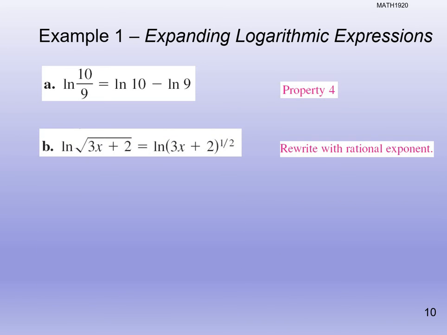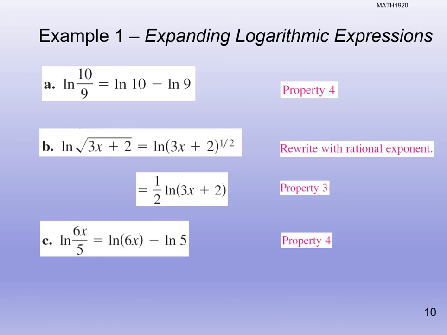Okay, next, if we have the natural log of the square root of 3x plus 2, the first step that's important, right, we know to rewrite that square root as an exponent of 1/2. So we can rewrite that as natural log of 3x plus 2 quantity to the 1/2 power. Now we can bring that 1/2 down in front when we rewrite this, all right, and we end up getting 1/2 natural log of the quantity of 3x plus 2.